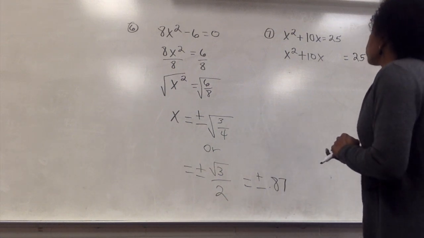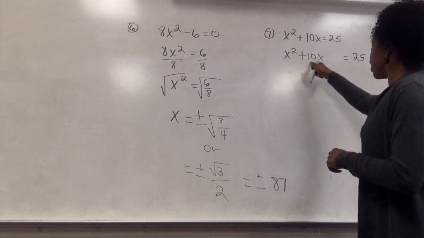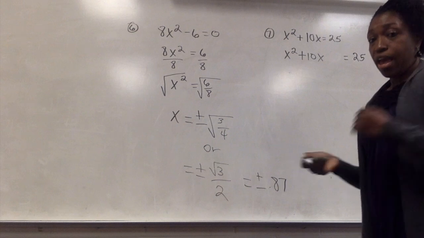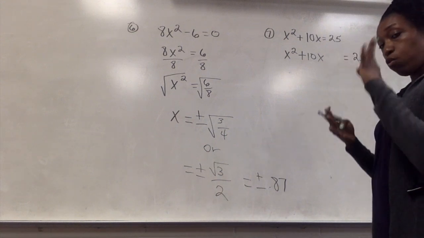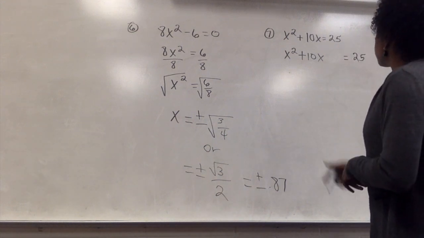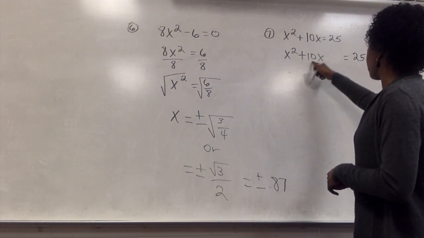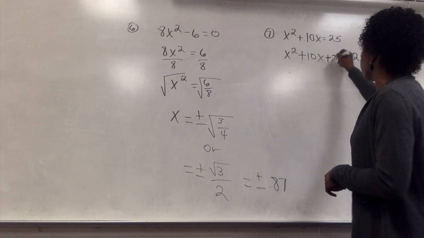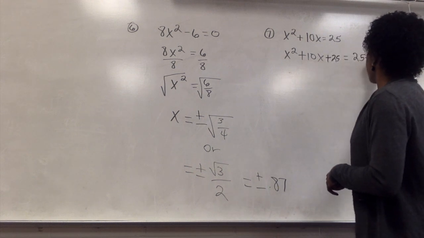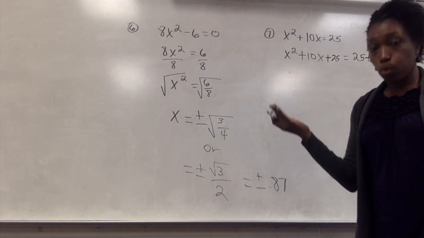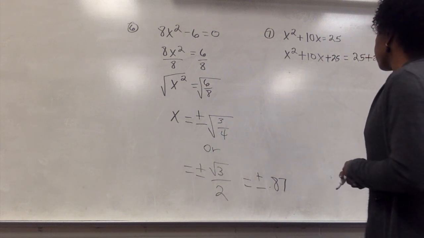So remember, completing the square means you're going to take half of b and square it and add it to both sides. So we're going to complete those 4 things. Those are your steps. So half of b would be 10 over 2, which is 5. And when I square 5, I get 25. So I'm adding 25 to both sides. Half of b and square it. Add it to both sides.